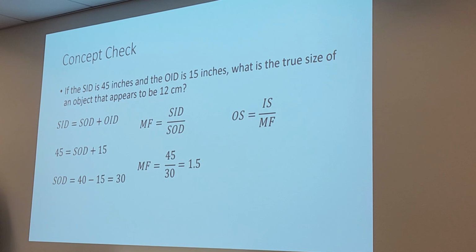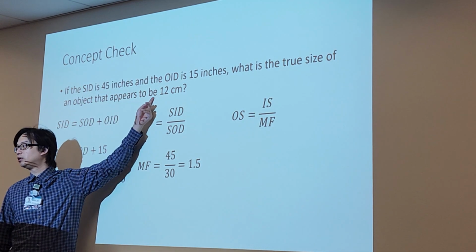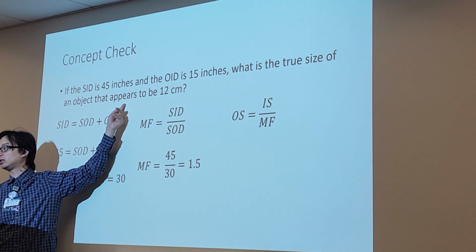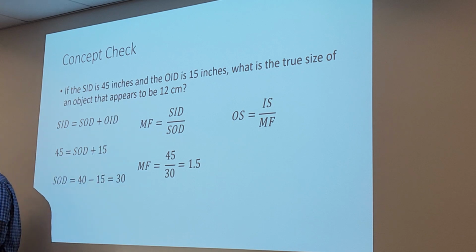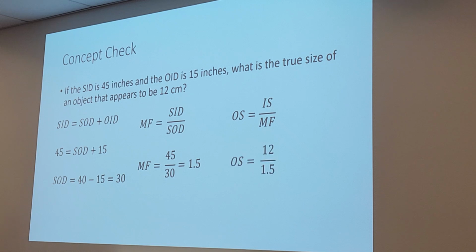So it's going to be 12 divided by 1.5. Very good. 12 divided by 1.5. The 12 goes with the IS, not OS. Correct. So this appears to be, so the appearance tells you that it's image size. When it says appears to be, it's always going to be image size. The size on the image, the size on the monitor, how big it looks. So 12 divided by 1.5. And that is 8.